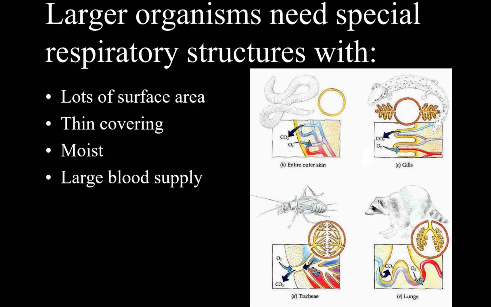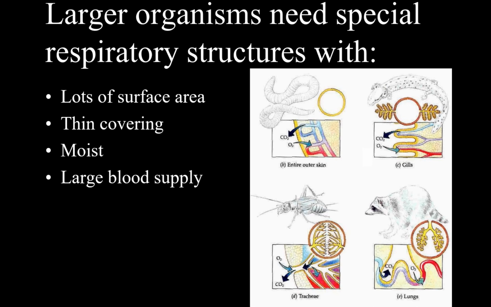The earthworm is kind of interesting. They're not huge. They're huge compared to a single cell, but they're not huge as far as multicellular organisms go. They have a relatively low metabolic rate, and so they just use their skin as their respiratory surface. So they've got a capillary bed beneath their skin, and that's where the gas exchange takes place.